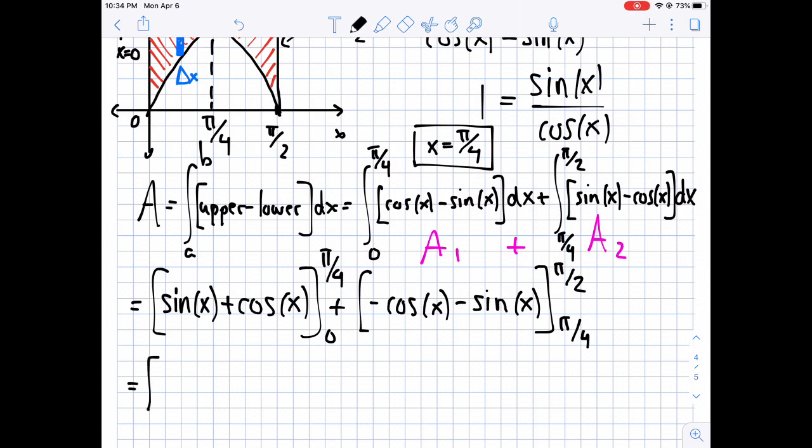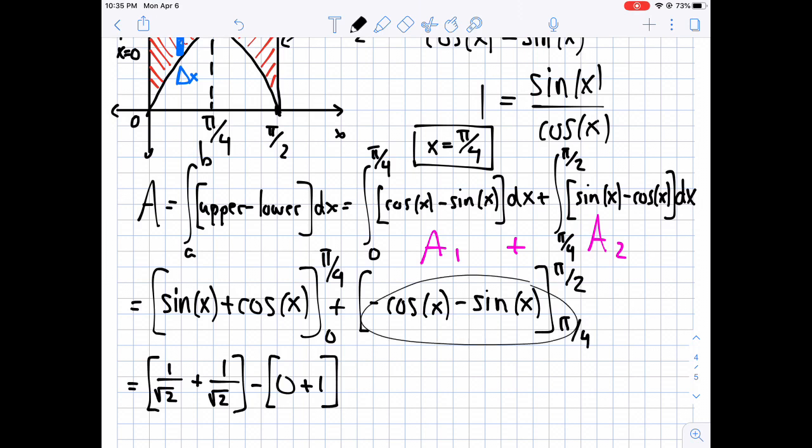So for the first one, we have sine of pi over 4. That's going to give us 1 over root 2. And then we have plus cos of pi over 4. That's going to be the same thing, 1 over root 2. And then we're going to be subtracting sine of 0, which is 0, and cos of 0, which is 1. So that's the first part.